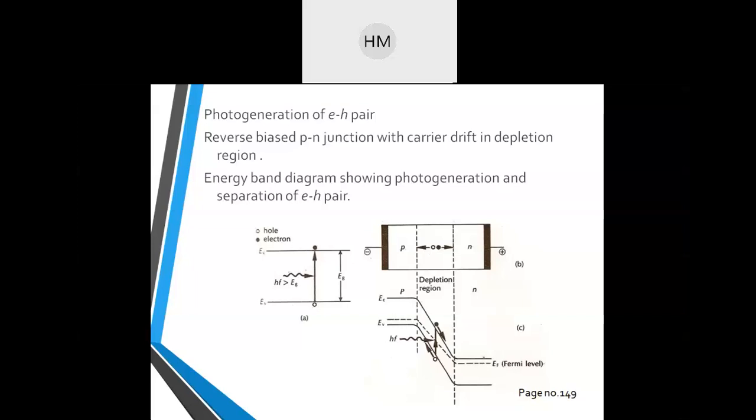Photon with energy h nu strikes the material. From here the photon will be released and it will strike here. The photon strikes the material, photon absorption takes place and its energy is acquired by the electron, with the flow of current in the device.